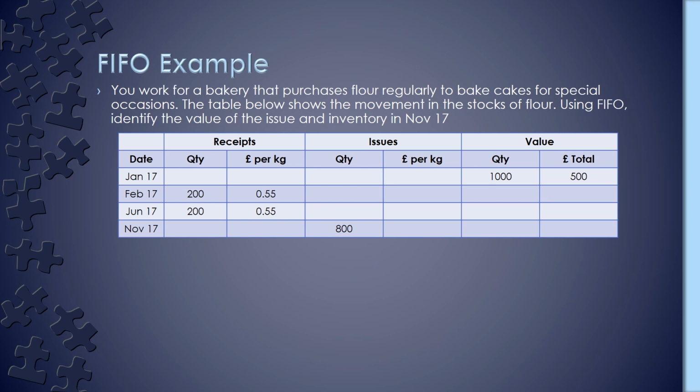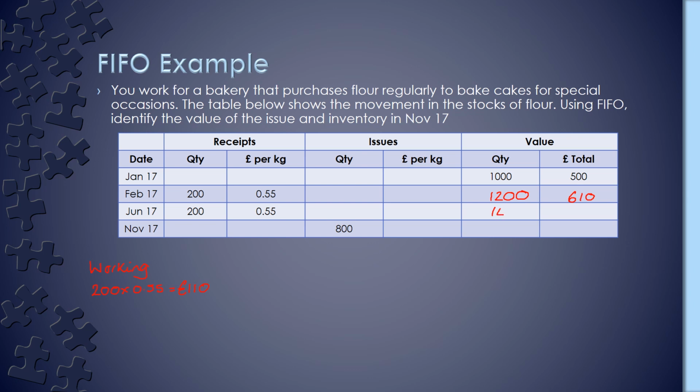Okay, so we purchased another 200 in February, and we know that our workings from our previous slide is 200 times our 55p per kilo is a value of 110, so we add that on.